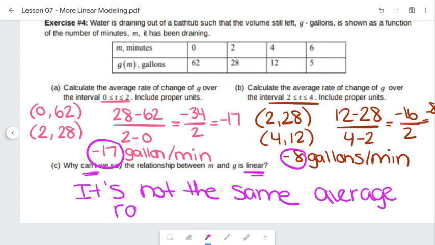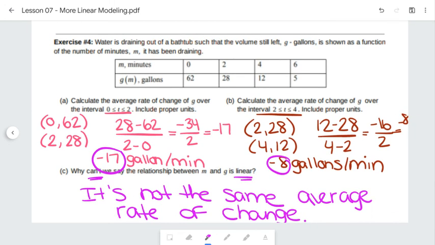Okay, remember that anything that's linear is going to have the same average rate of change. That slope is going to be a constant rate that it's decreasing by. If these two aren't decreasing by the same amount, this is not representing a linear relationship. If we can't get a slope that works for all of them, this isn't linear. Okay. So tomorrow in class, we're going to do more practice.